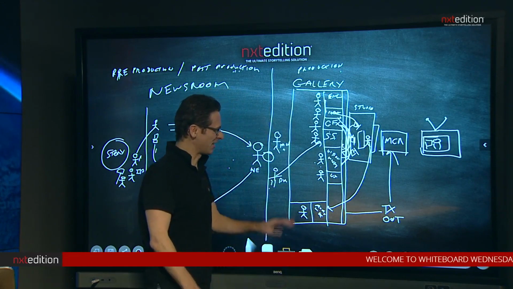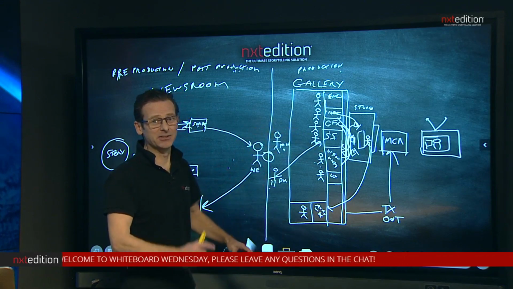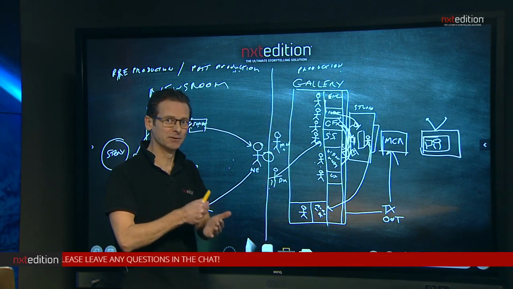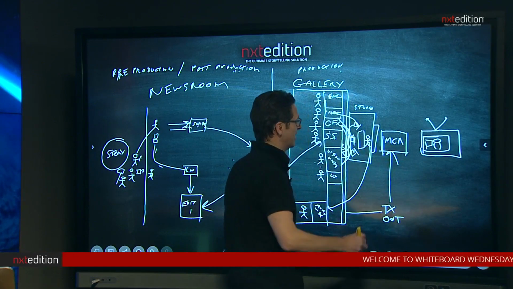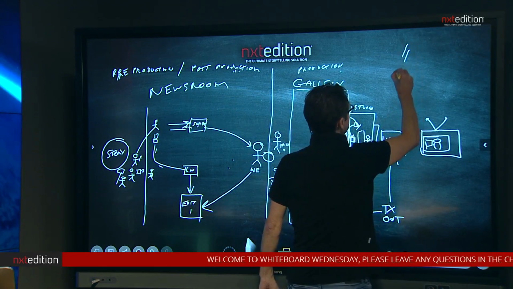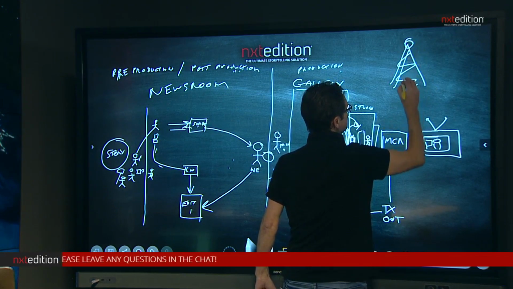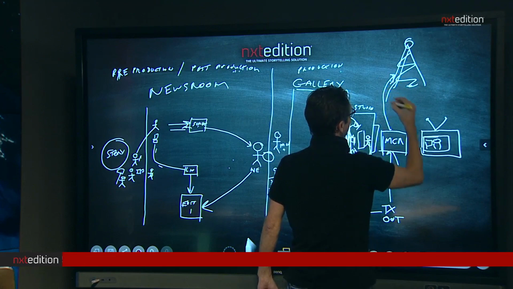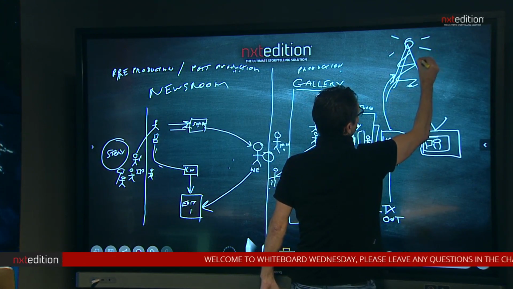So it's very important in the gallery, especially with the script supervisor's job there, to make sure that you hit the end point of your show exactly as you can. MCR will just literally cut you off. Where does it go from MCR? Well, it goes to the transmission tower, or at least it did in the 80s and 90s. And from the transmission tower, it would be emitted over the airwaves.